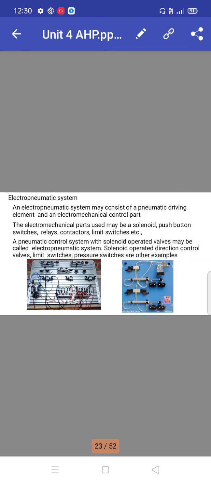So, electro-pneumatic system. An electro-pneumatic system may consist of a pneumatic driving element and an electromechanical control part. The electromechanical parts used may be solenoids, push button switches, relays, contacts, and limit switches. A pneumatic control system with solenoid operated valves may be called an electro-pneumatic system. Solenoid operated direction control valves, limit switches, and pressure switches are other examples.